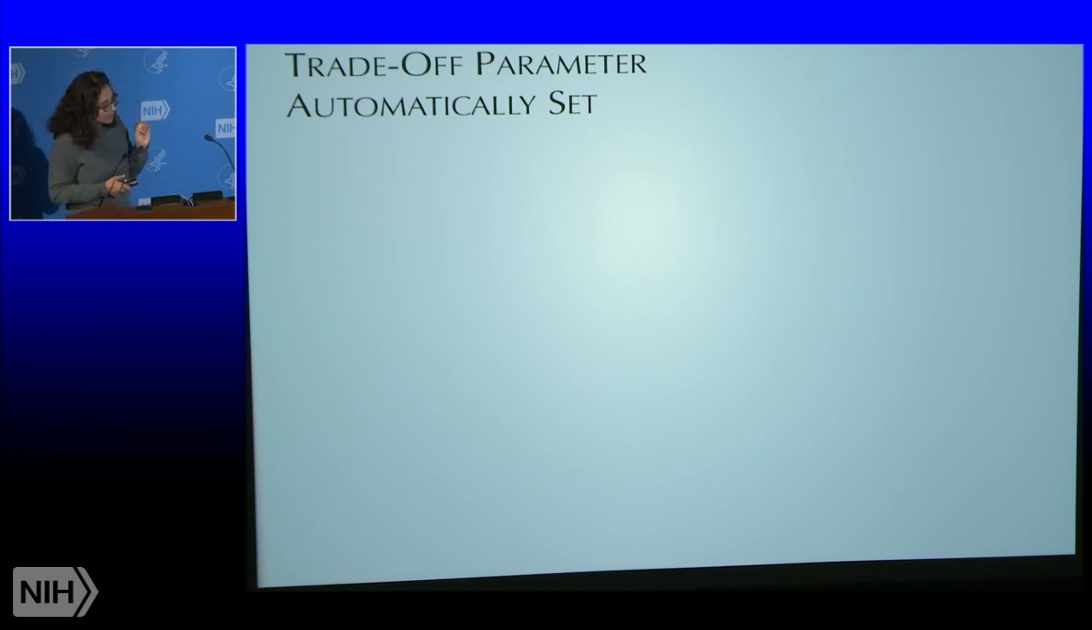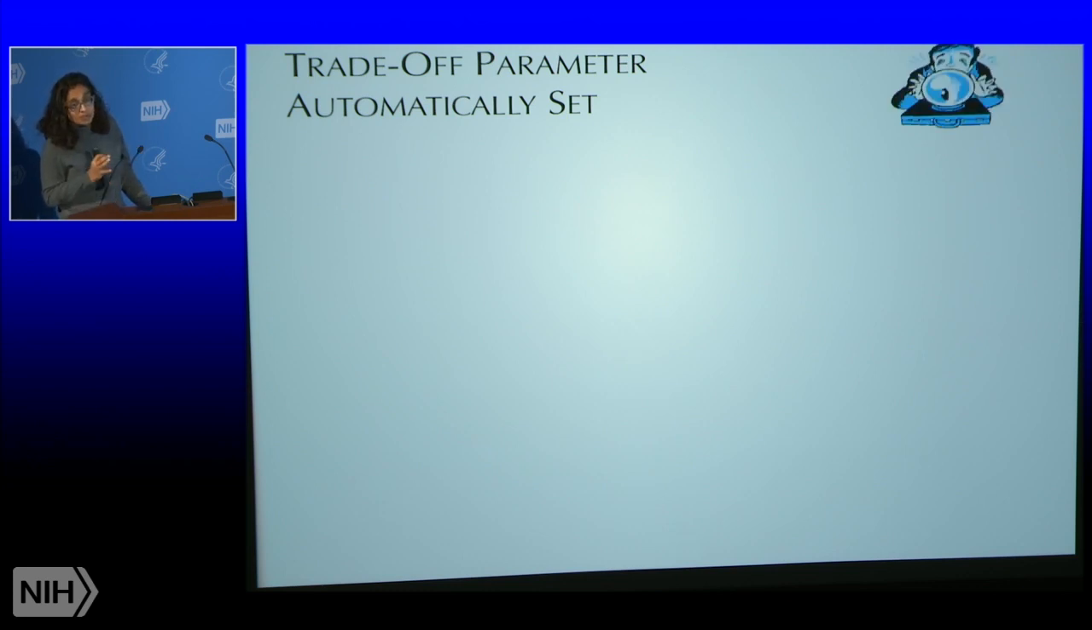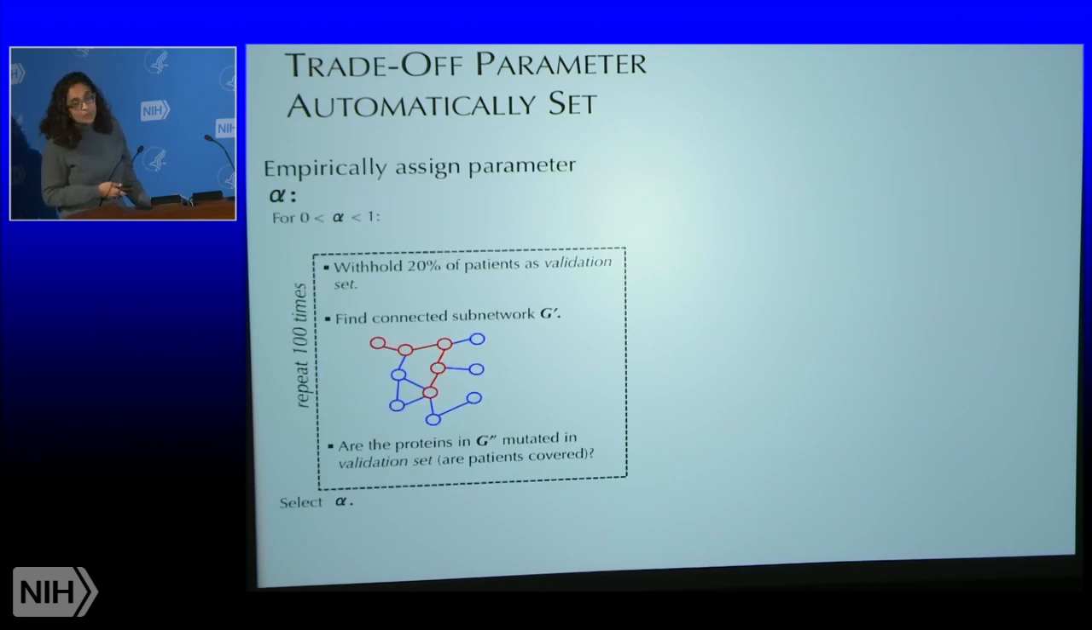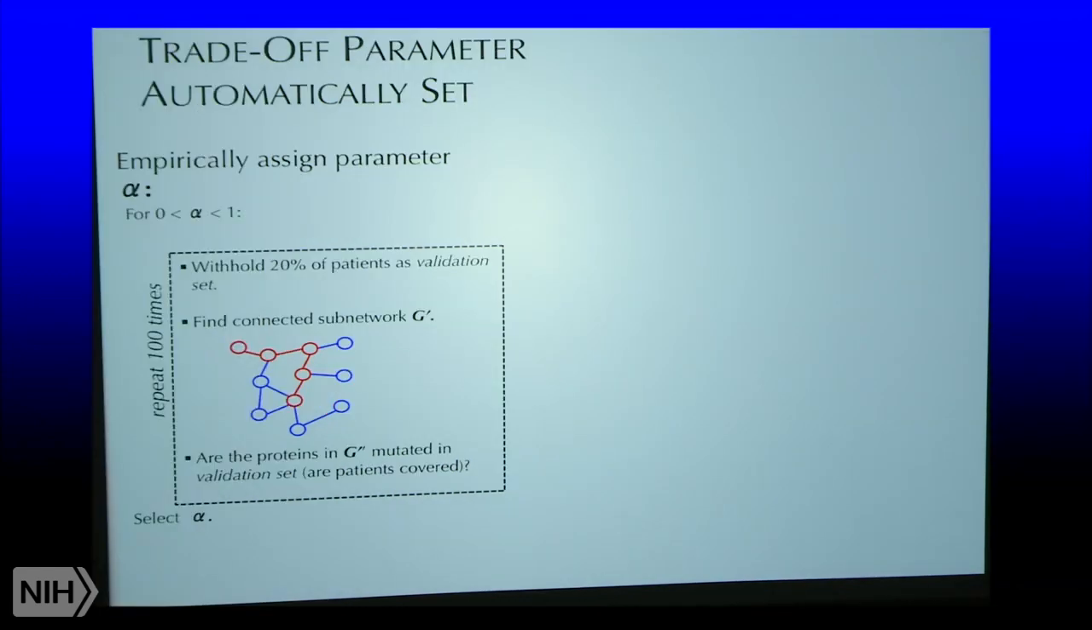So we have this one parameter alpha, and it turns out that you can automatically set this parameter. You could look at a crystal ball, but that's not really the best way to do it. So instead, we empirically assign this parameter. We're just going to vary this parameter alpha between 0 and 1. And then we're going to withhold some fraction of the individuals, say 20% of them. And we're going to use our greedy procedure and find a connected subnetwork in this graph using the 80% of the patients that you left in. So those are the patients that you're trying to cover. And if you've done a good job in finding your subnetwork, then it should also cover these 20% of patients as well. Okay. And then you repeat this process many times, and you're going to use that to select alpha.